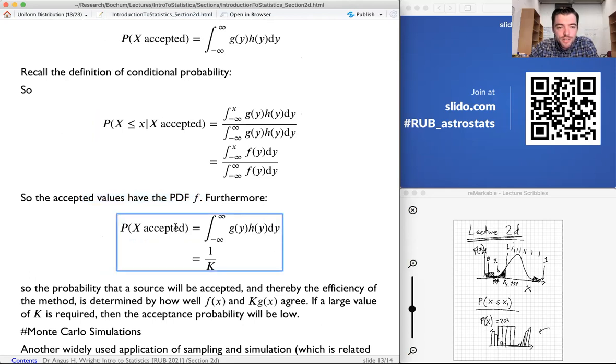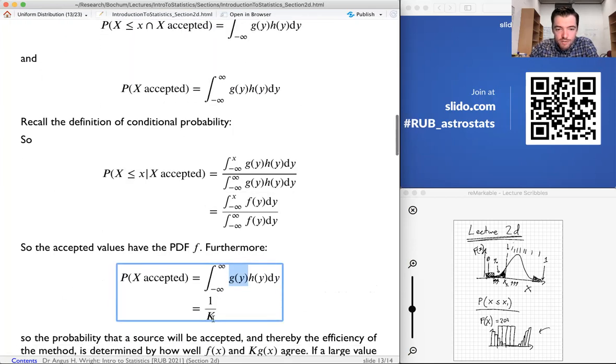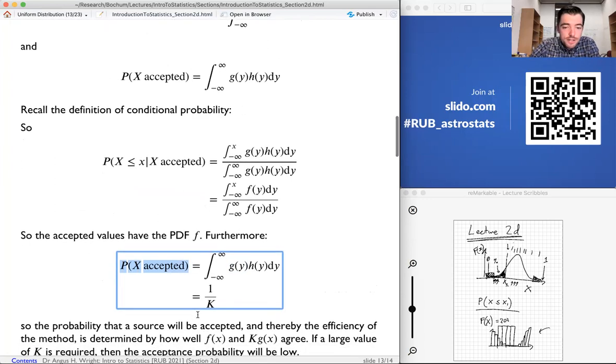One other thing to note is that this integral here, this probability of being accepted, is the integral from minus infinity to infinity of the distribution function times the acceptance rate, and from the definition of the acceptance rate, that drops out to just being 1 over k. So the probability of accepting something is directly related to your k value. The efficiency of this algorithm is directly related to how much you have to ratchet the amplitude of your sampling distribution up. And so that's an important thing to recognize.